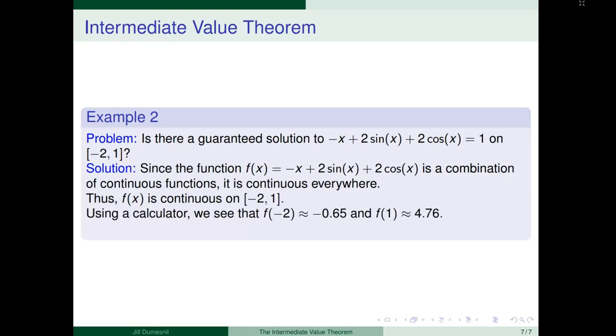Using a calculator, we see that f of -2 is approximately -0.65, and f of 1 is approximately 4.76. Thus, the Intermediate Value Theorem does guarantee a value c between -2 and 1, with f of c equaling 1. That c value is a solution to the original equation.